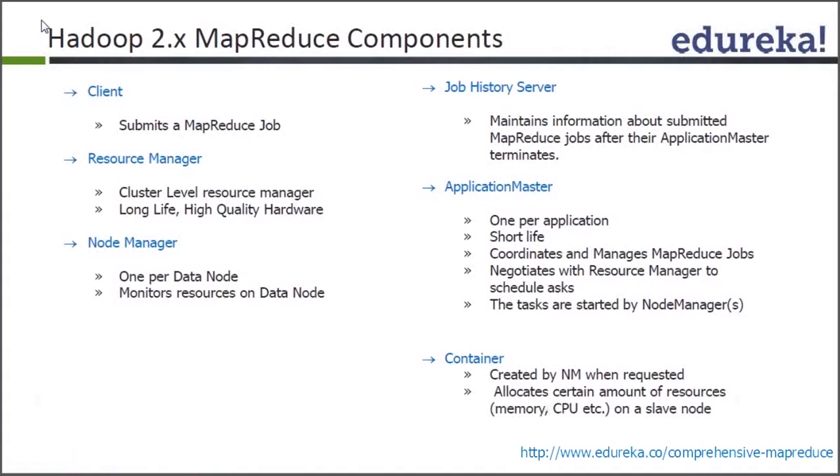The job history server only maintains information about the submitted MapReduce jobs after their application master terminates. Okay, yesterday we had to start our job history server. Application master is one per application, short life, coordinates and manages the MapReduce jobs, negotiates with the resource manager to schedule their tasks, and the tasks are started by the node managers. Containers are created by the node manager when requested, and allocate resources on every slave.